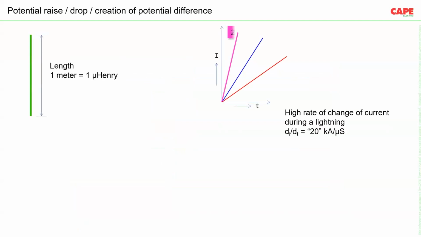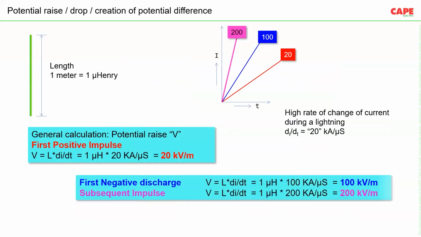Okay. The second major point we had discussed was the effect of lead length. This is what we had discussed in the last webinar. Suppose we have considered 1 meter of cable, and 1 meter of cable has an impedance of 1 microhenry. On the right side, you can see a graph which shows di/dt for 3 different impulses: first positive impulse, first negative discharge, and subsequent impulse. So we can see that the di/dt will be very, very high. In case of the first positive impulse, the di/dt will be around 20 kiloamperes per microsecond. That means per microsecond, the rate of change of current will be around 20 kiloamperes.